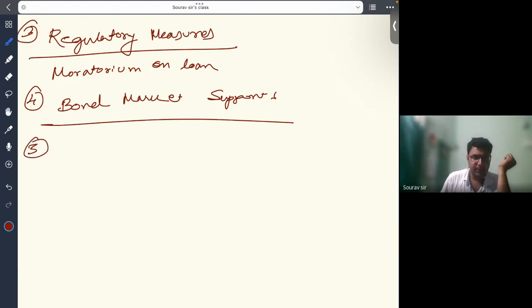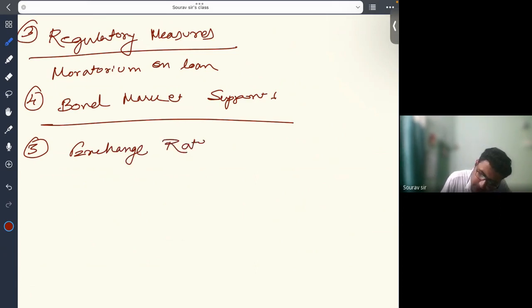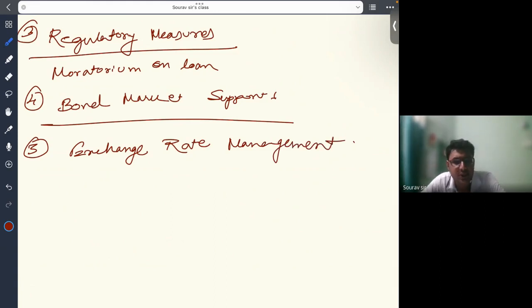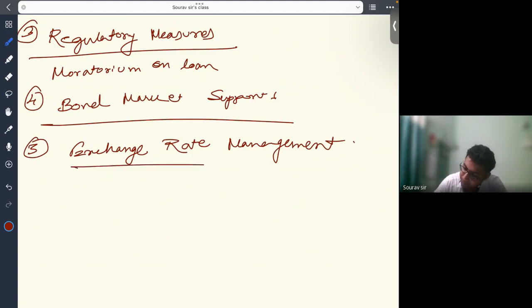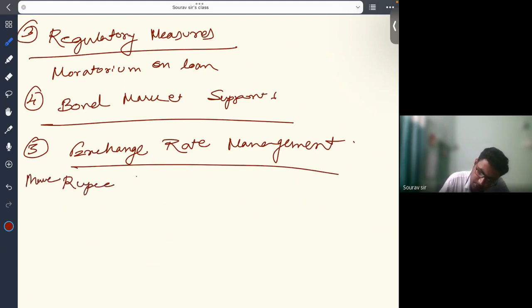Another measure taken by the Reserve Bank of India in this COVID-19 situation was exchange rate management. The Reserve Bank of India undertook measures to manage the exchange rate, including the purchase of foreign currency reserves. This was done to ensure that the rupee remained stable and to prevent any sudden outflows of capital. Making the rupee stable was the objective of this exchange rate management.